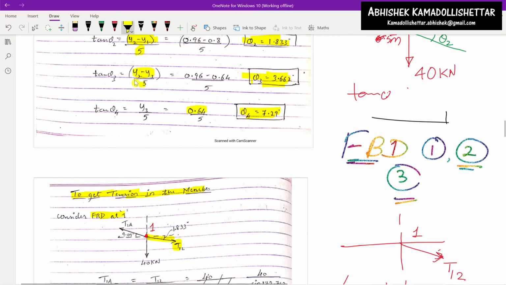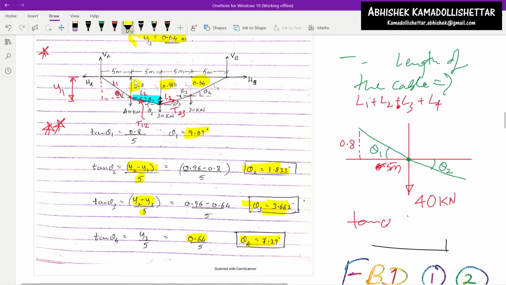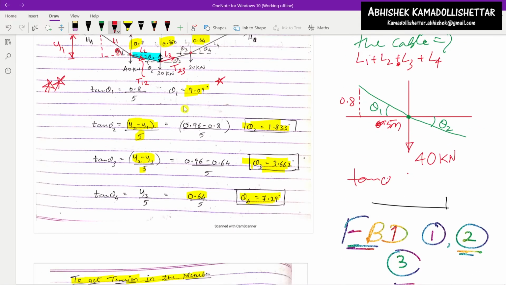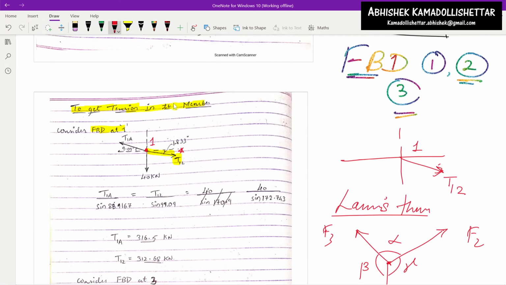9.09 degrees. How can you calculate the value of the angle? What is theta 1? Theta 1 is 9.09 degrees. And this value here, T12. So T12 should be calculated correctly. So tan theta 2 is 1.833. So this is theta 2, this is theta 1. So now the respective force angles you have to consider, which means T1A divided by this angle, which is given here as 88.19 degrees or 167 degrees.